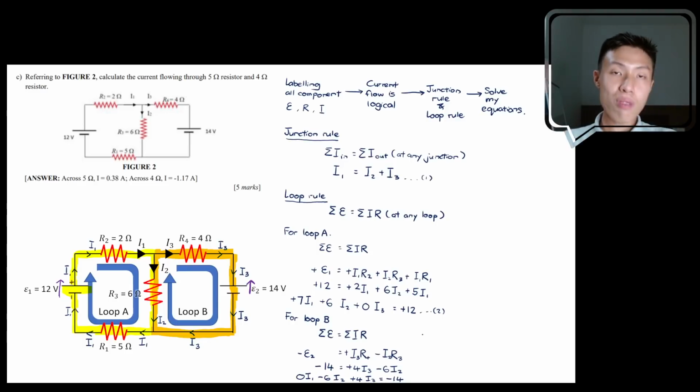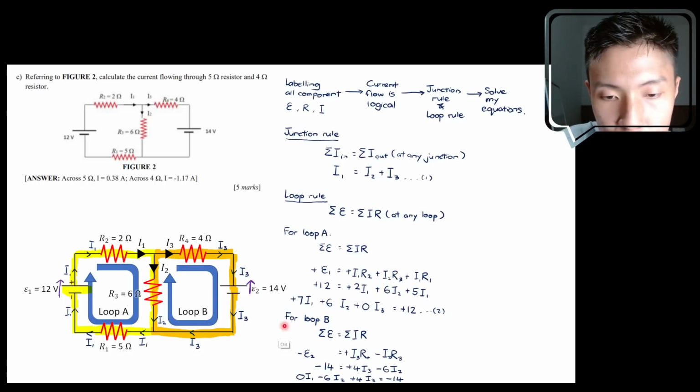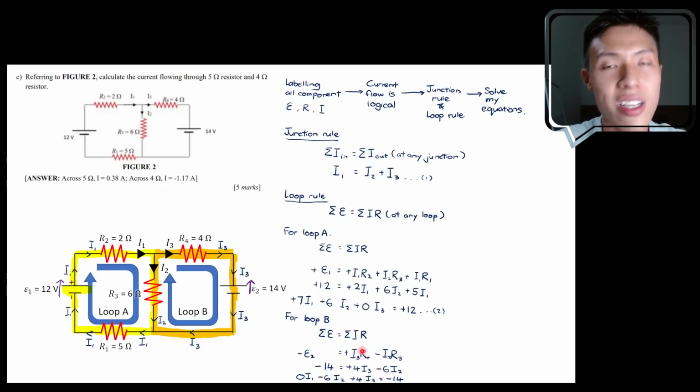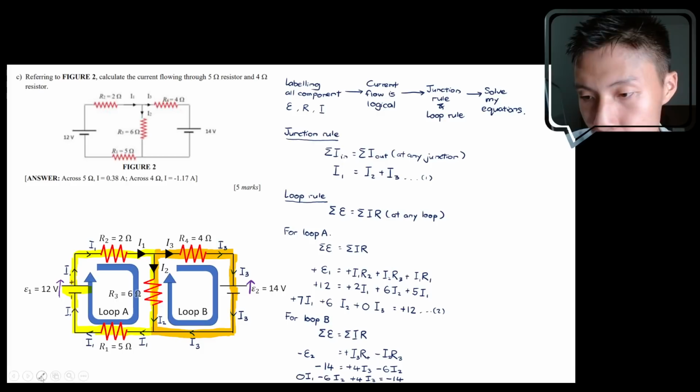Okay, even though I bring it to the other side, I don't change the sign because I'm flipping the whole equation around. Okay, so do make sure your equation is consistent over here. Don't suddenly have this one change to positive but this one still remain as positive, something like that. Make sure everything is consistent. This is just maths.